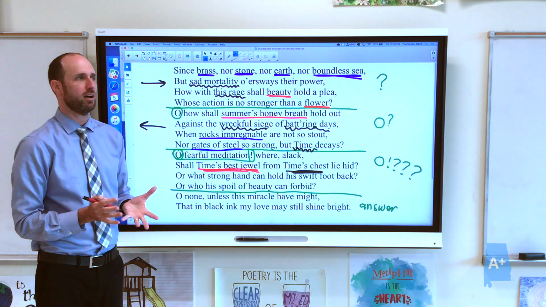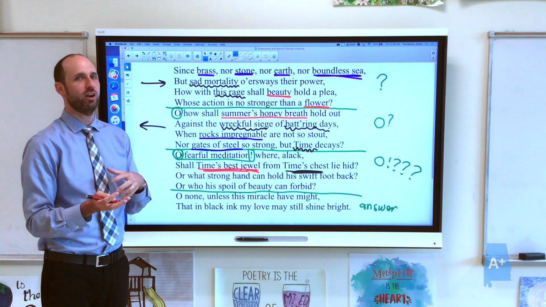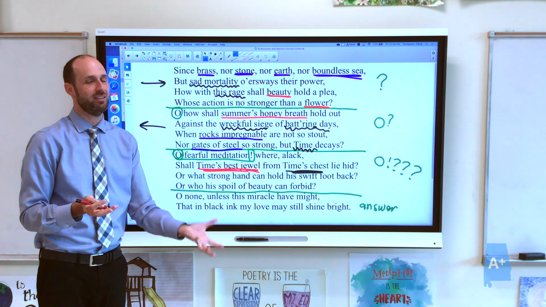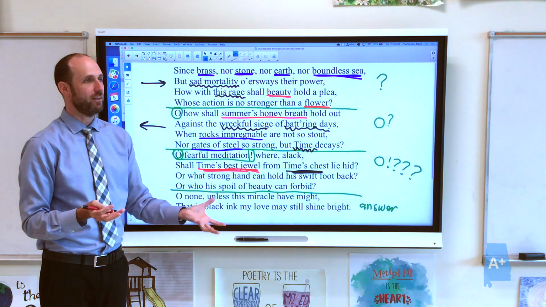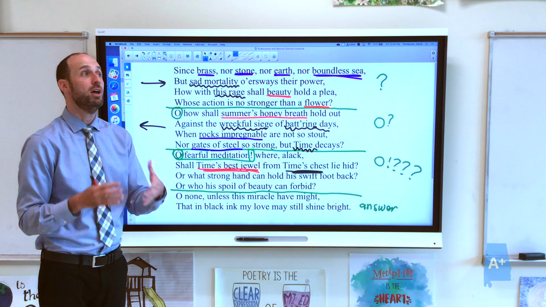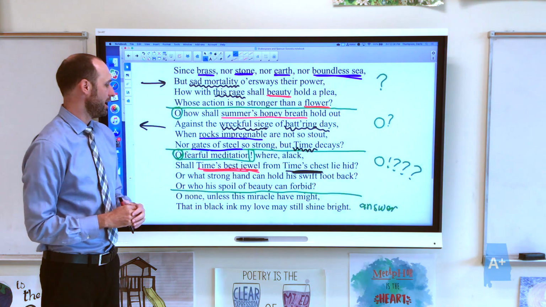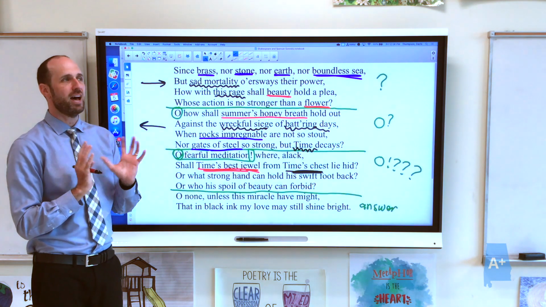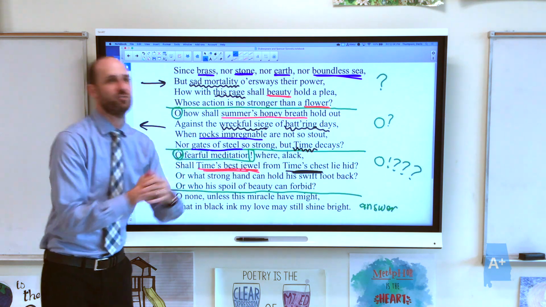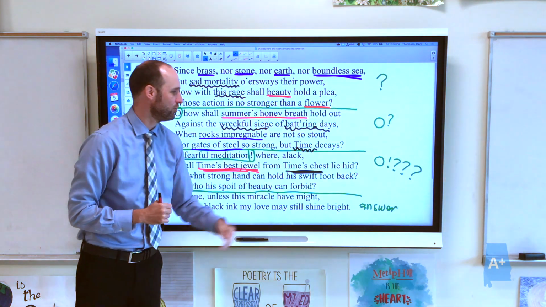And there's a little bit of a paradox there, is that time is both the destroyer and the prerequisite necessary condition for beauty. A flower cannot grow without time. Music cannot occur without time. So beauty is both time's best jewel, but time is trying to take it away from us as well and take it into its chest.